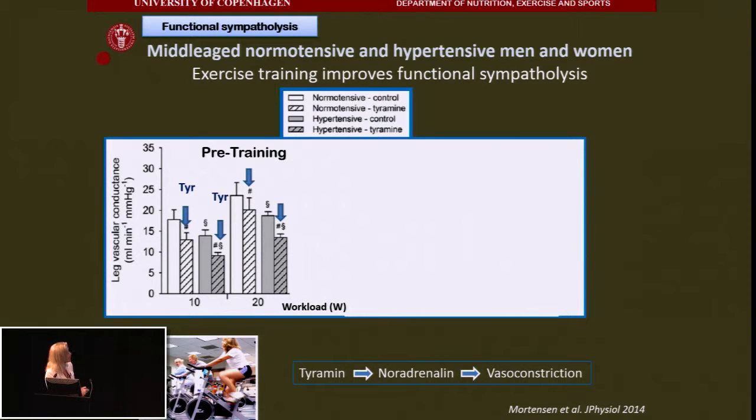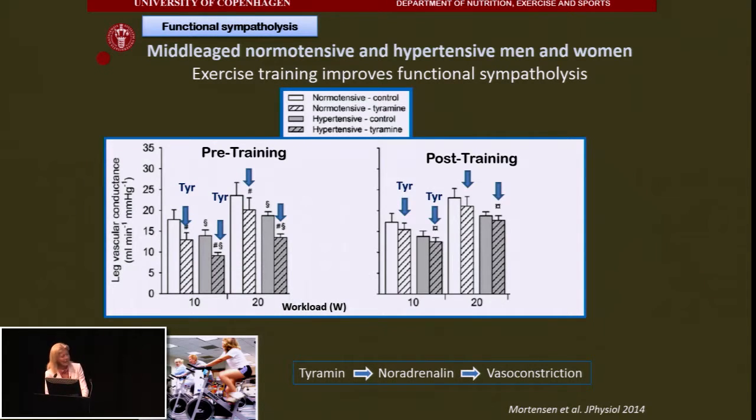Right? We have our normotensive and hypertensive subjects here. White are normotensive, gray are hypertensive. Striped bars indicate where we're infusing tyramine. This is just your exercise. This is exercise plus tyramine. Right? And what you see here in all these, 10 watts and 20 watts, all these conditions in both groups, flow is reduced, vasodilation is reduced, and this indicates that they have an impaired sympatholysis.